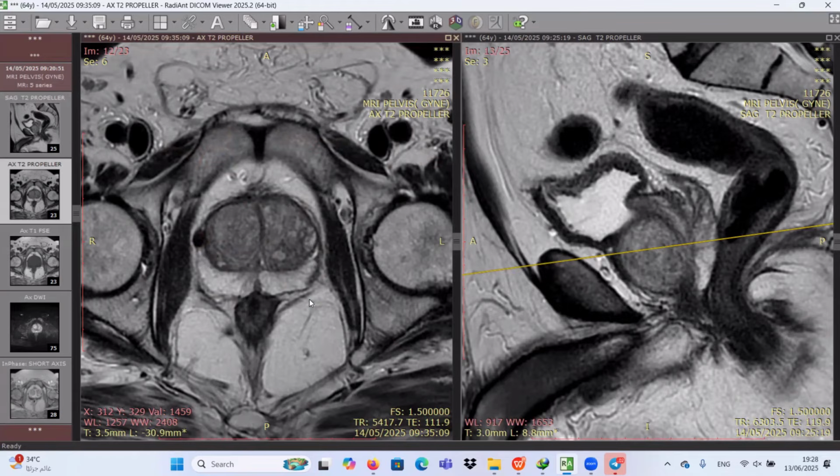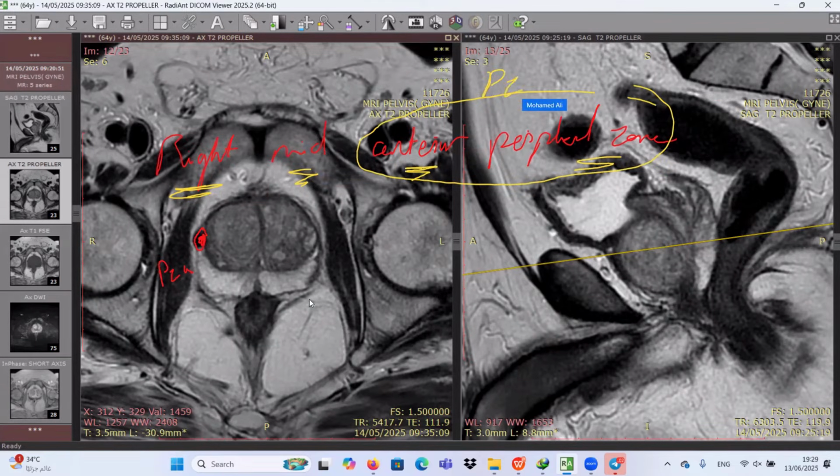If we want to localize this lesion, it is located at the PZA. So we have here the mid-level on the right side. So we can say right, mid. PZA means anterior peripheral zone. So we have the right side, mid-level, anterior peripheral zone. Anterior peripheral zone means PZA. This is the correct or precise location of the lesion.